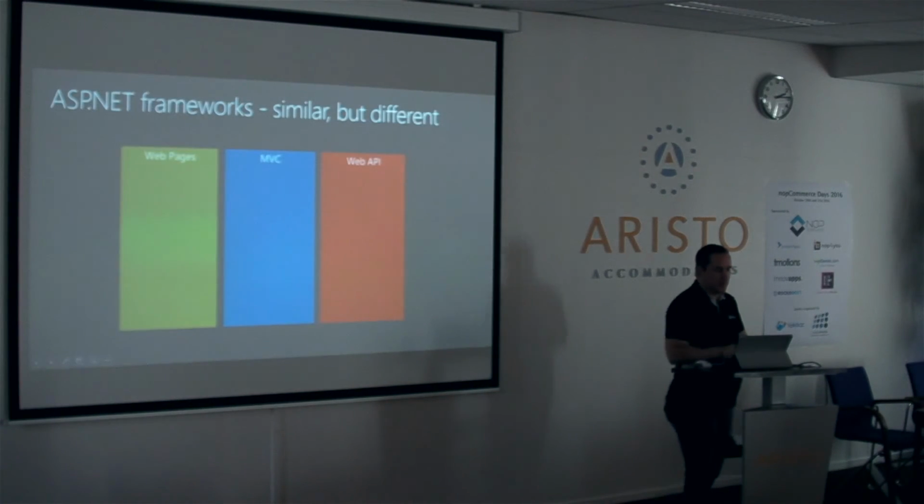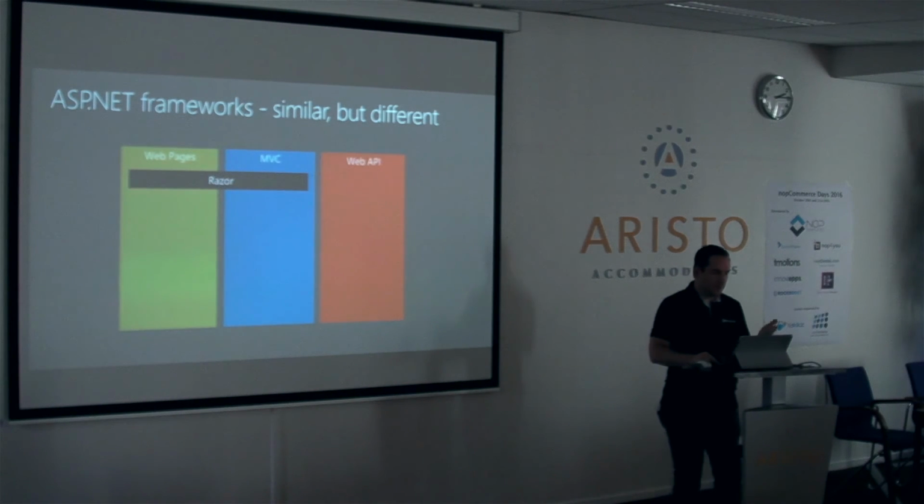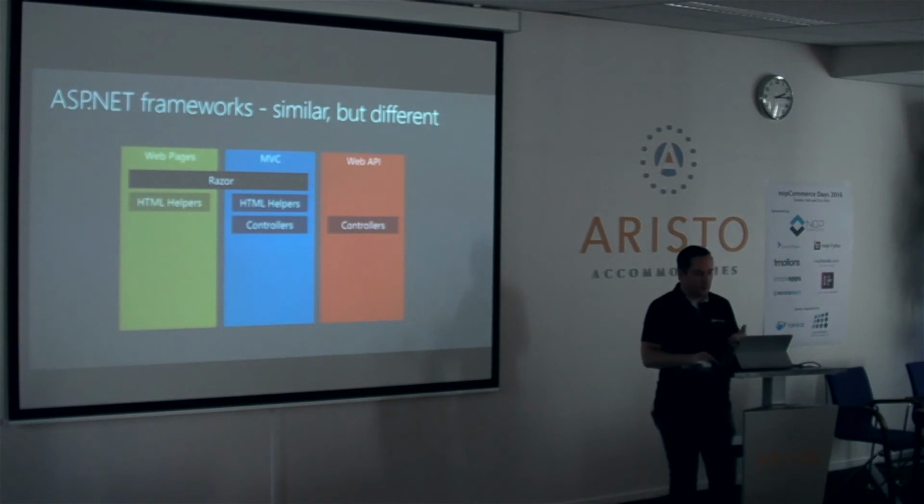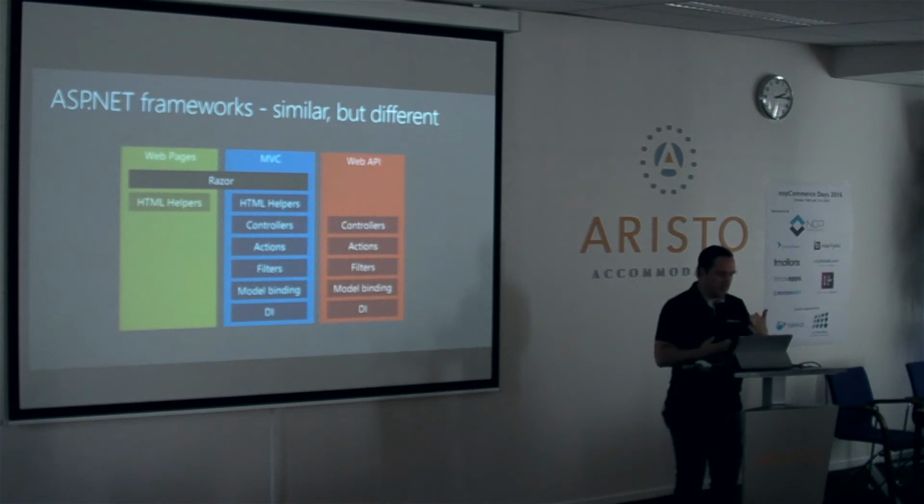So a little bit of history about the past. When we built frameworks, we used the full ASP.NET framework. Then you chose, for example, 10 years ago, web pages, and maybe a little bit later MVC and also web APIs. But they are different and a little bit similar. So we have Razor pages, HTML helpers, controllers, actions, filters, and dependency injection. But they are not in all cases the same, and they are not compatible in some cases with each other.